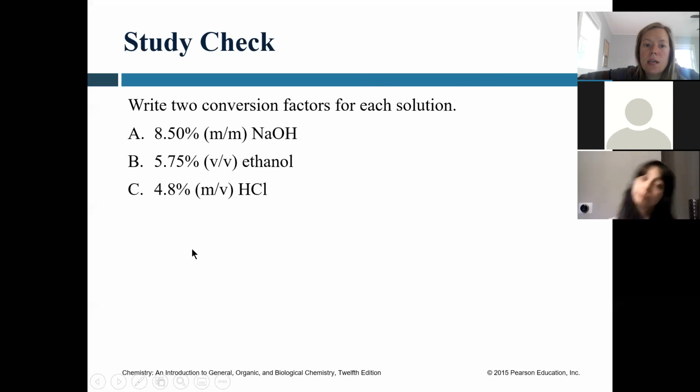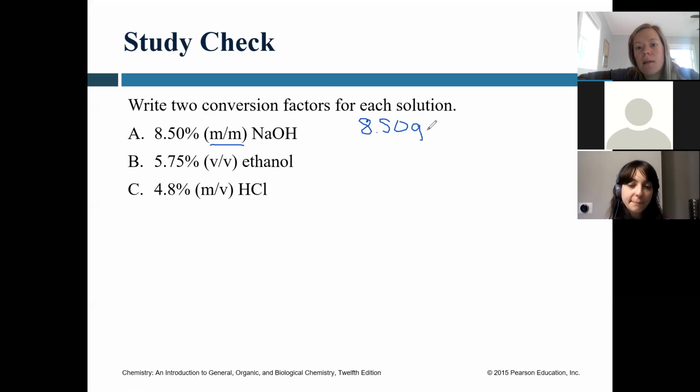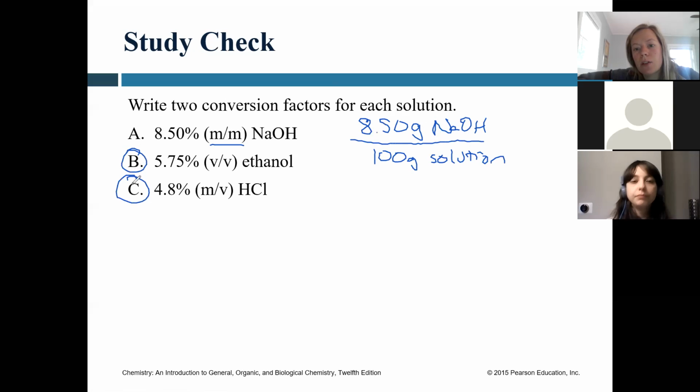So each of these things then can be written as a conversion factor. So if I've got a mass percent, specifically 8.5, that's like saying 8.50 grams of NaOH for every 100 grams of solution. I want you to do the conversion factors for these two. Make sure you know what the units are. So this is volume and this is mass volume.